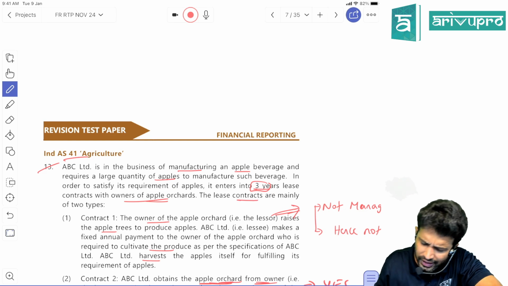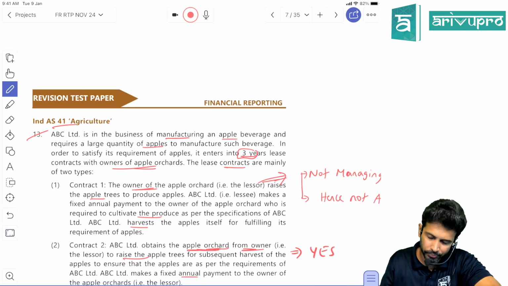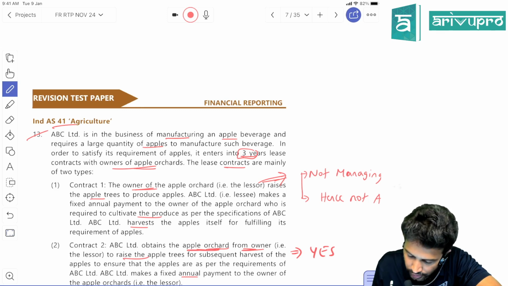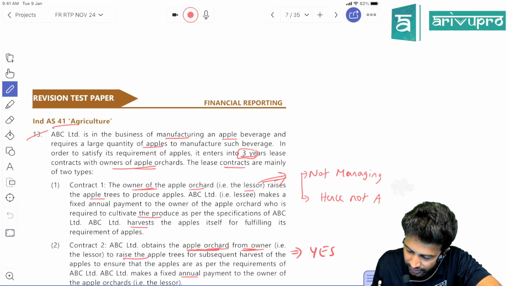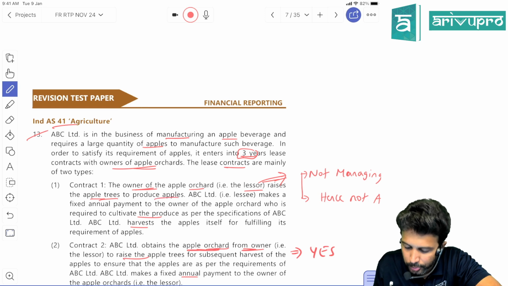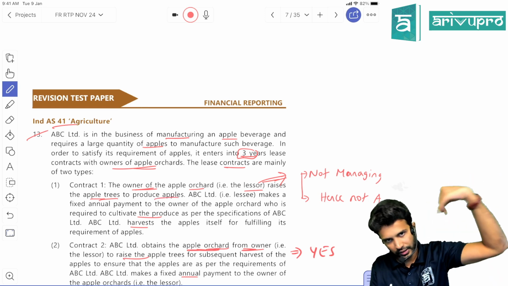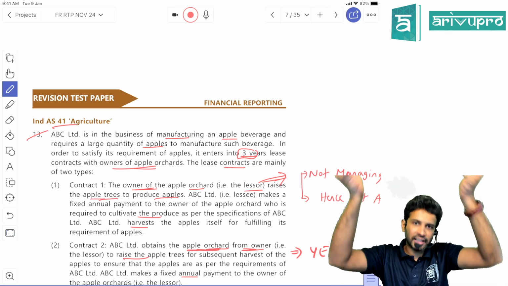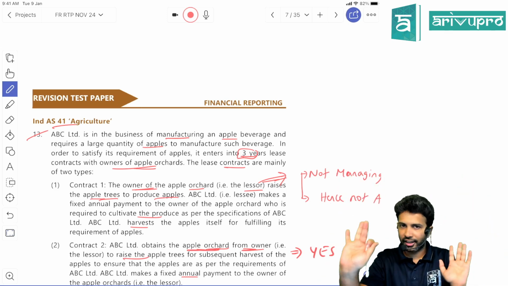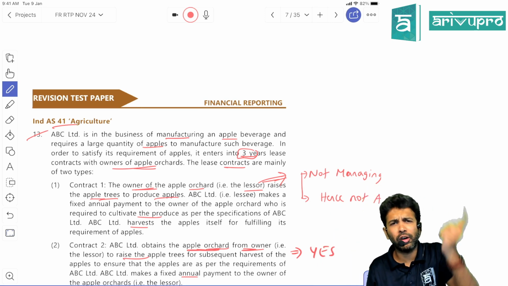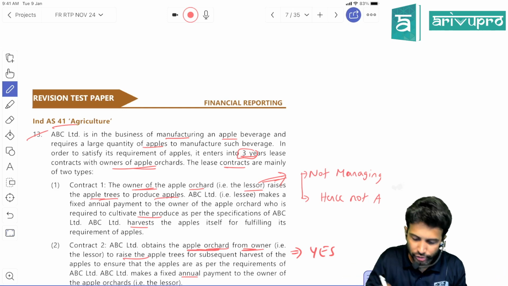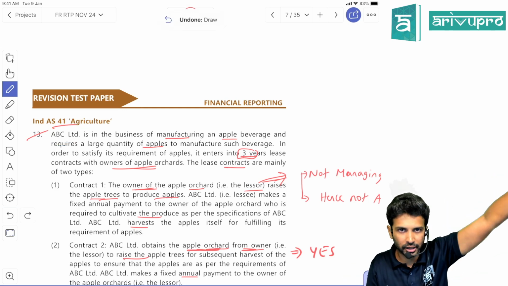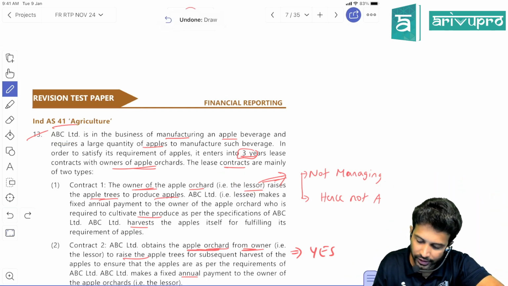The lease contracts are mainly of 2 types. Contract number 1, with a few owners: the owner of the apple orchard, that is the lessor, raises the apple trees to produce apples. That particular farmer is responsible for putting the apple seed, making the apple tree grow, etc. All that responsibility towards the apple tree is not ABC Limited's, but the farmer's. That is the lessor, is what they're trying to say.